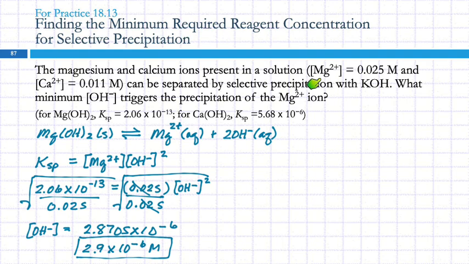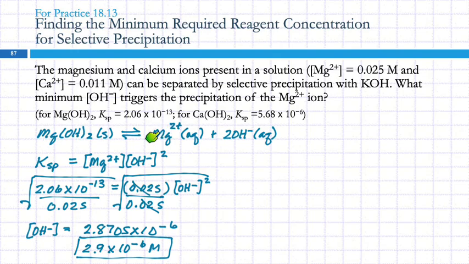So we have a solution with magnesium ions and calcium ions, and one is more soluble than the other. We see from their KSPs that calcium hydroxide is more soluble than magnesium hydroxide. This solution did not originally have hydroxide in it. It was maybe magnesium nitrate and calcium nitrate or something like that. But as we add hydroxide, we can get a precipitation reaction. We have magnesium in the solution. As we add hydroxide, because this equilibrium goes both ways, we can have magnesium hydroxide solid formed.